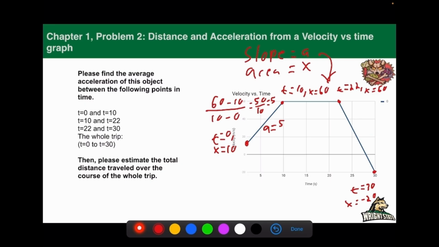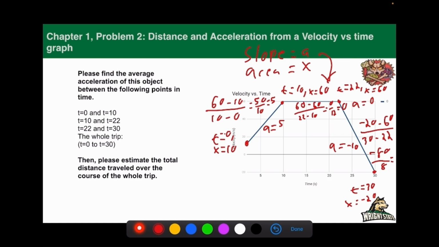Here, you actually can already do this in your head probably by looking at the fact that the slope is a horizontal line. And in fact, yes, we get 60 minus 60 over 22 minus 10. That is 0 over 12, which is 0. So the acceleration here at the top is 0. The acceleration for this bit down here, we get final x is negative 20, initial x is going to be 60, over t is 30 minus t is 22. And we end up getting negative 80 over 8. The acceleration is negative 10 over this portion of the graph.